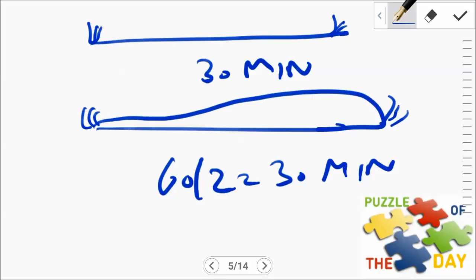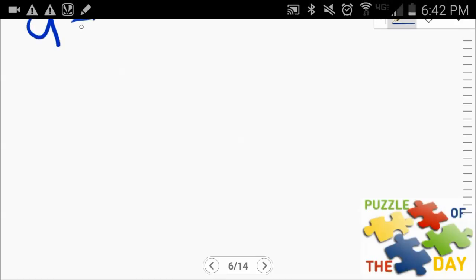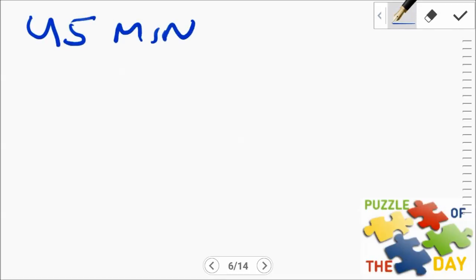So now let's talk about how we measure the remaining 15 minutes. Remember, our problem is to measure a time of 45 minutes, but we have been able to measure only 30 minutes as of now. So how do we measure 15 minutes?